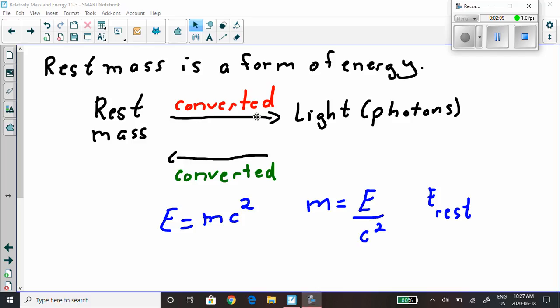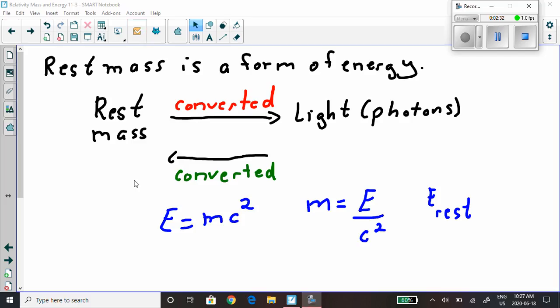You can convert it into photons, which is a form of energy. And what's really cool is it can go the other way around. If the conditions are right, you can get photons being converted into mass. So rest mass and light photons are like two sides of the same coin. Depending on the conditions that are present, you can get conversion one way or the other.